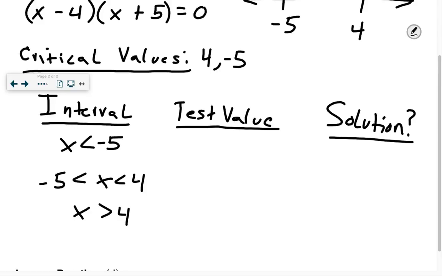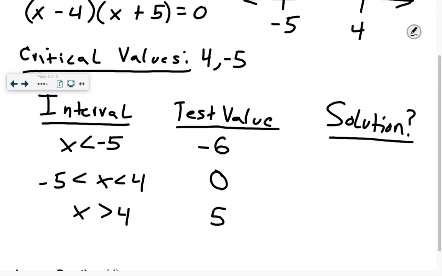Okay, so let's start with this one. X is less than -5. Well, let's go with -6. Test value that's going to fall between -5 and 4. 0 is always a nice number to work with. And lastly, test value that's greater than 4. I would pick 5. You can pick 10, you can pick 20. It's something that falls within that interval.